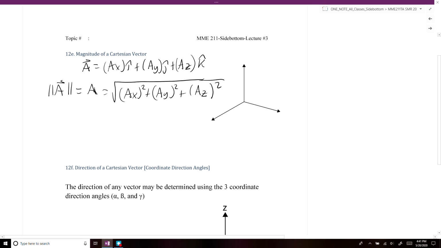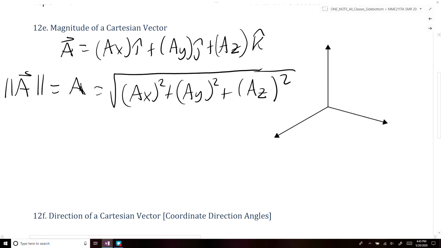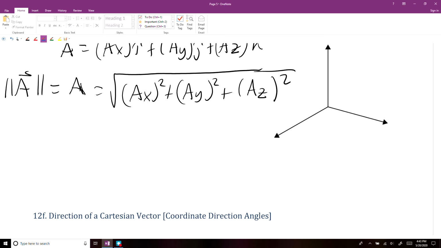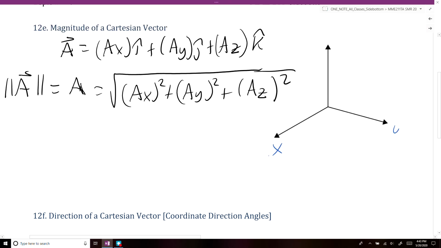So we can draw our vector A in terms of Ax, Ay, and Az. If we draw that out, you would get Ax, Ay, and we would have Az.